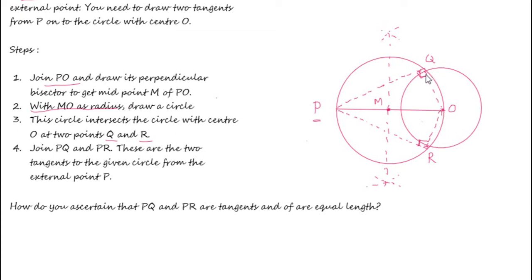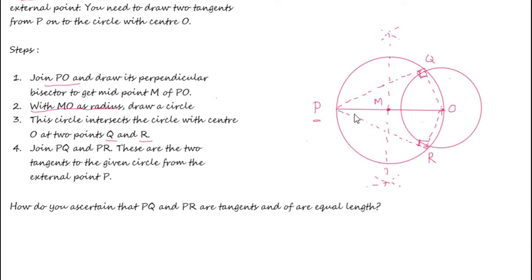Diameter subtends 90 degree on the periphery of the circle. So this angle is 90 degree. Now Q is a point on this circle also, the given circle also. The angle between the line, that is the radius joining point Q to the center, and the line QP is 90 degree. If that is so, then PQ is a tangent. That is, when a tangent is drawn to a circle, the angle between the tangent and the line joining that point to the center is 90 degree. So here it is 90 degree, so PQ is a tangent. Similarly, PR is a tangent.